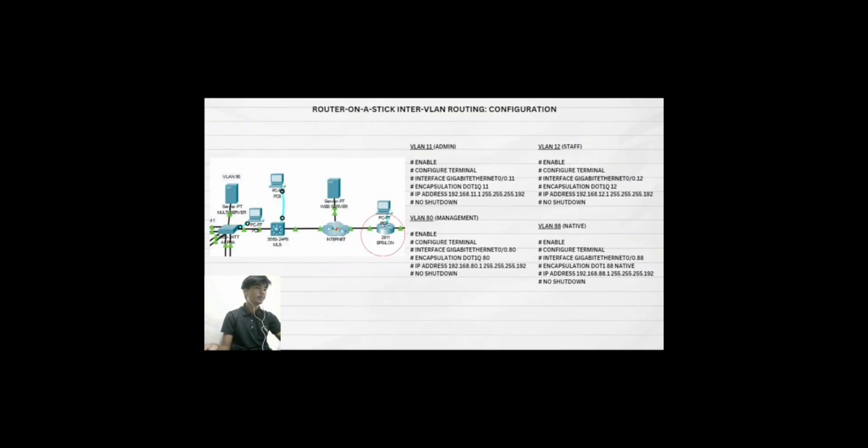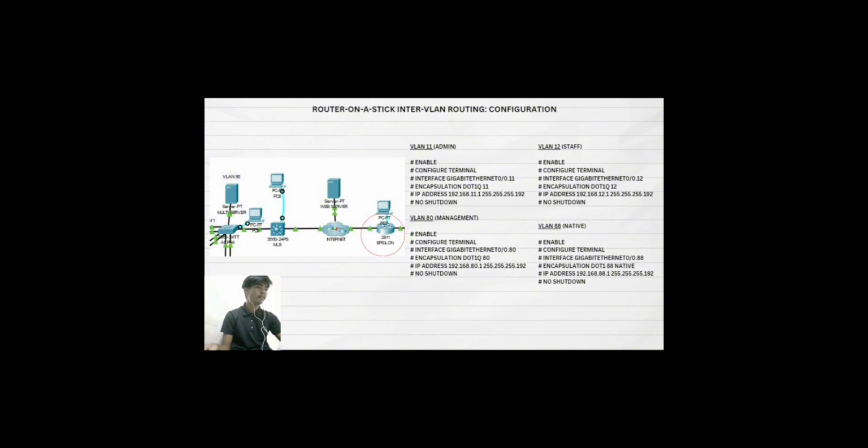We are going to start with VLAN 11, which is also known as admin. In order to do router on a stick inter-VLAN routing, we have to go to global config mode first. In order to do that, we have to go to privileged user exec mode, and once we are in privileged mode, we have to type configure terminal and press enter.